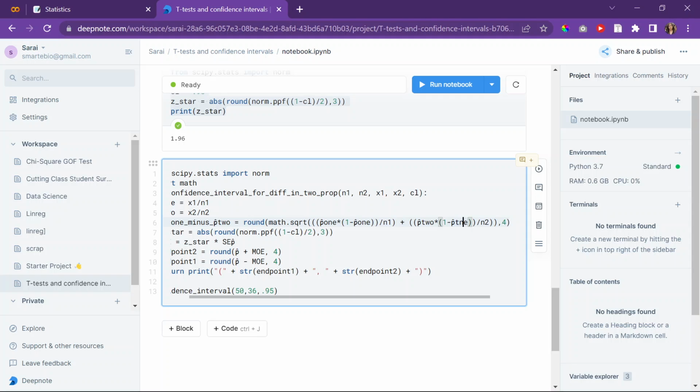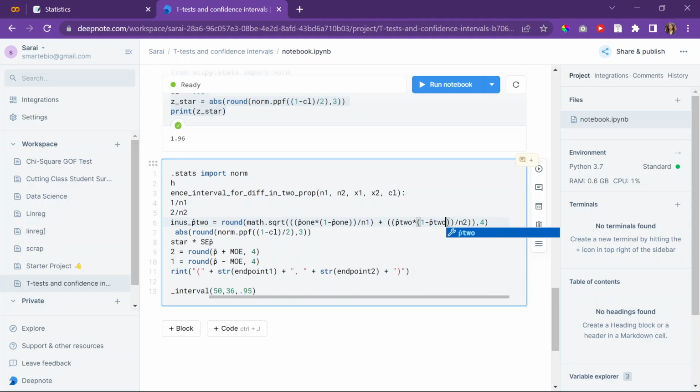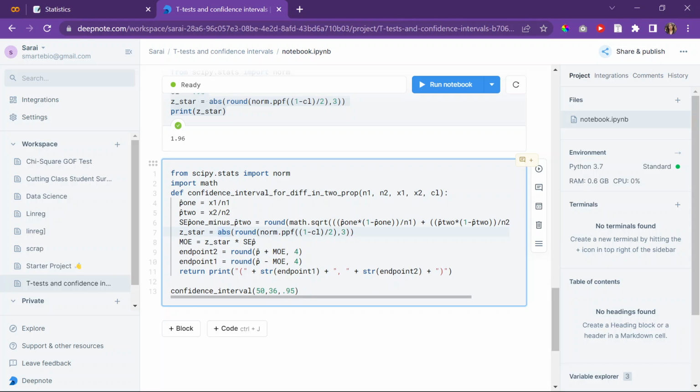N2. That's a 0, not a 2. And then we're going to round it to 4 decimal places. And then this is z star, so we don't really have to do anything there. Margin of error is z star times this, right? I already defined it up there.